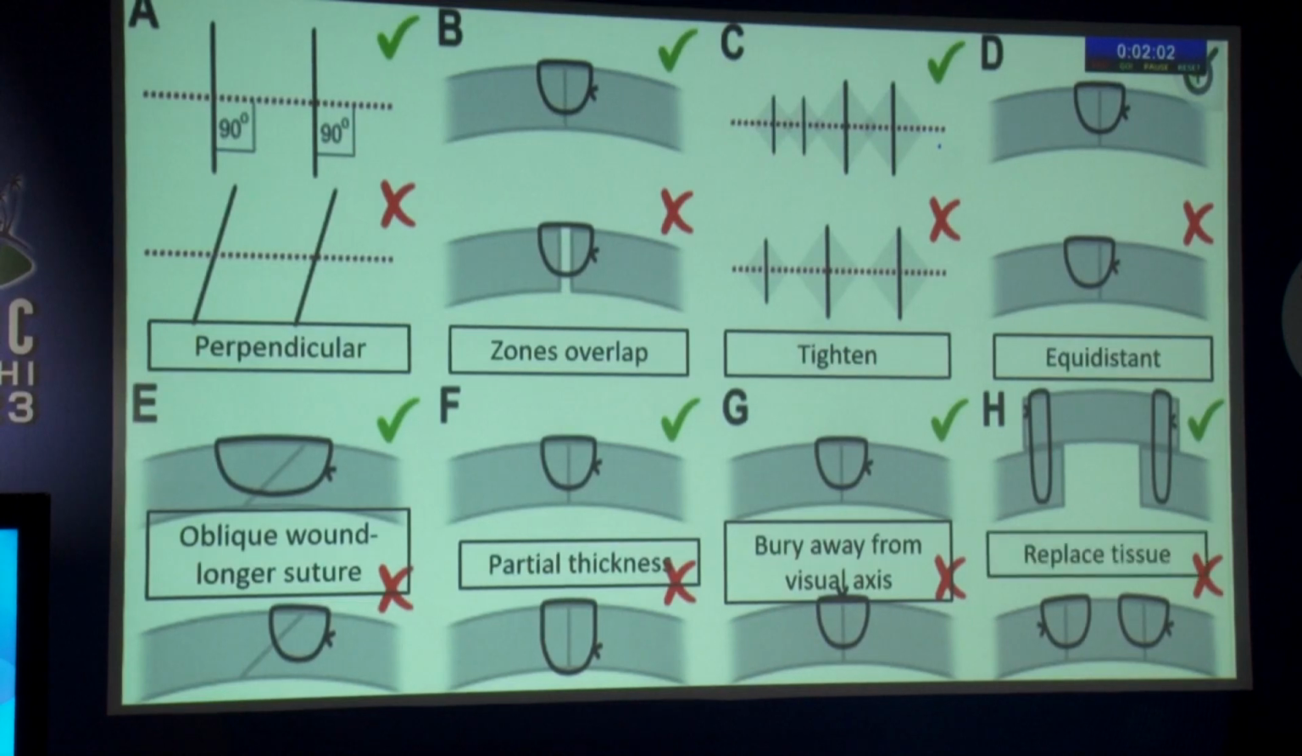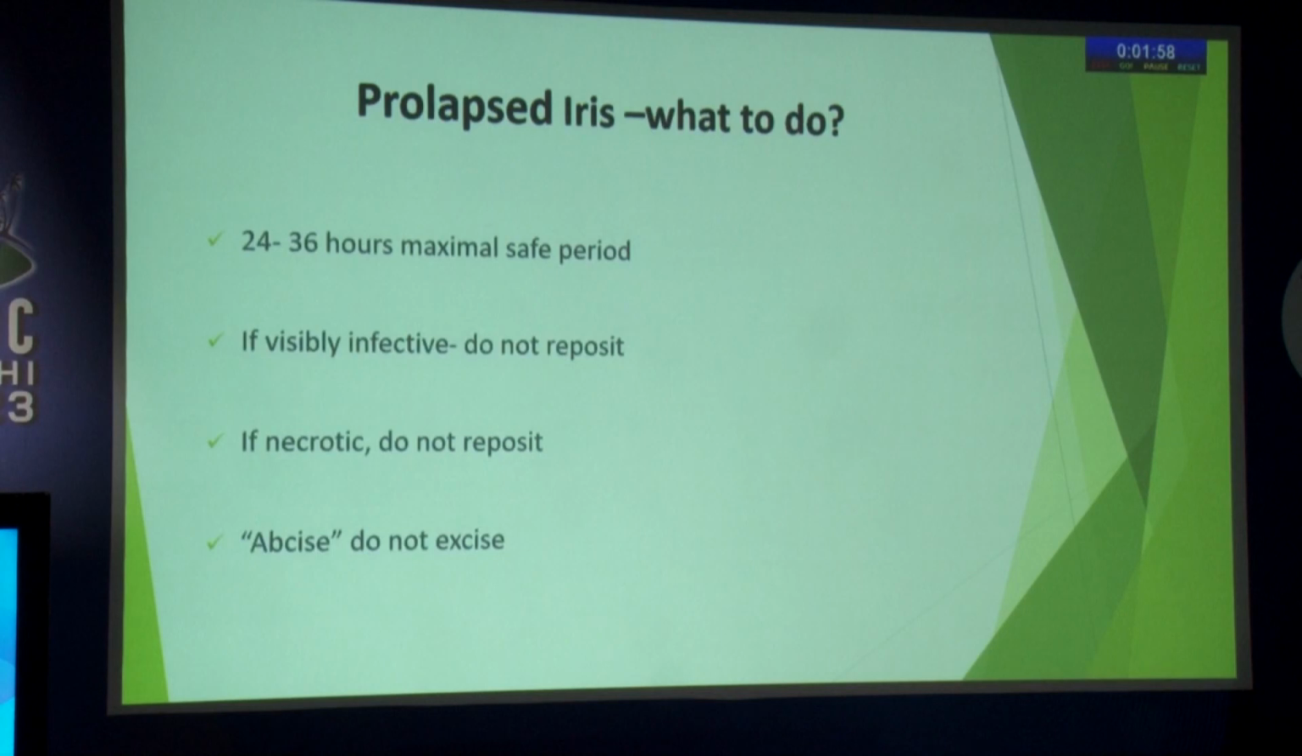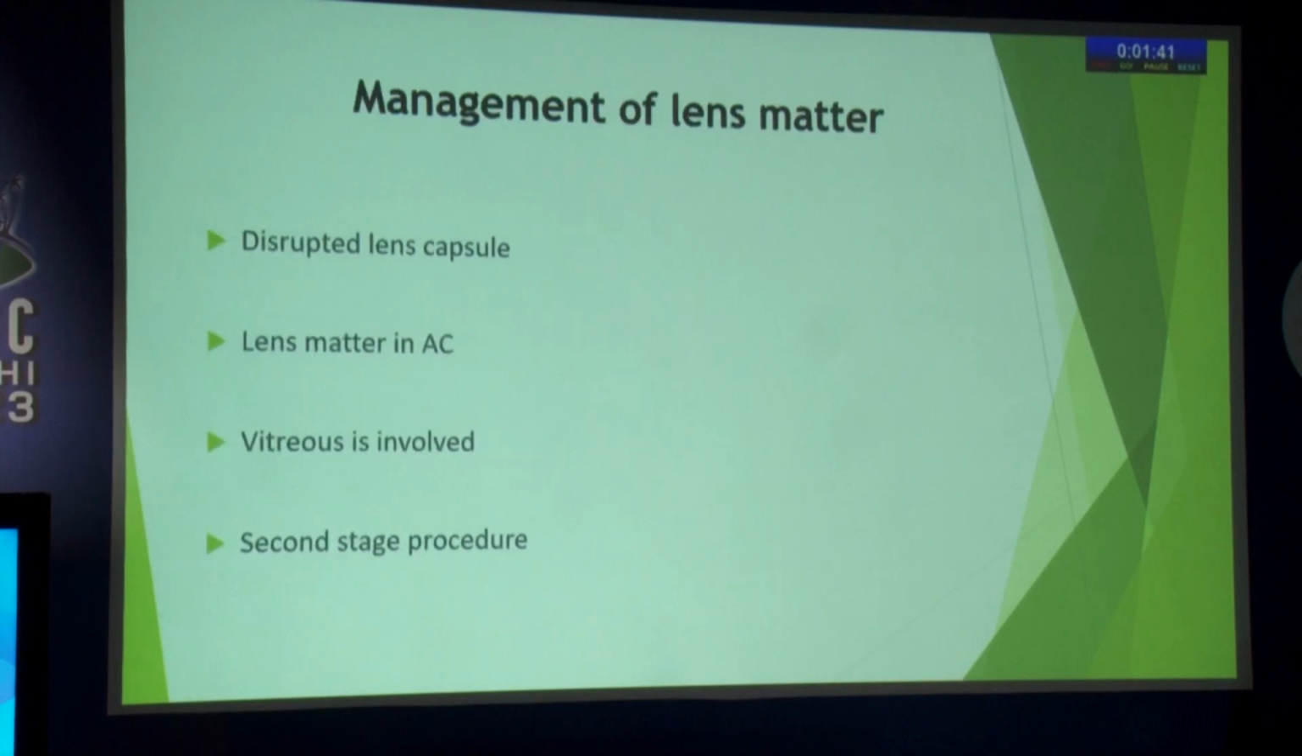And in case of tissue loss, always replace the tissue. Do not pull and close the tissue. In case of prolapsed iris, what to do? We have to look for the viability, not just the time of wound. 24 to 36 hours maximum is a safe period. If it is visibly infective, do not reposit. If necrotic, do not reposit. And if there is iris prolapse, always abscise, do not excise.